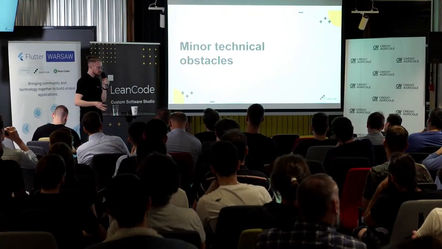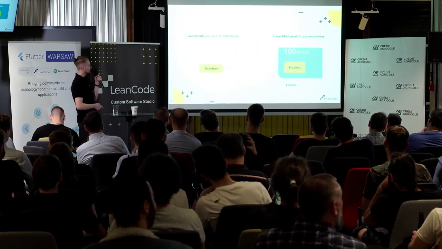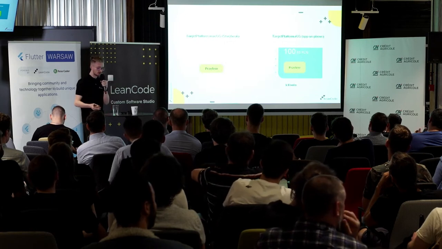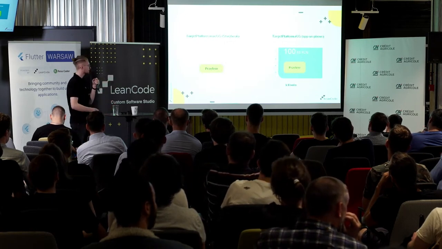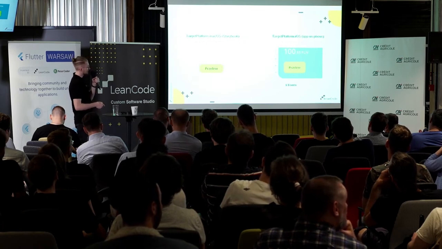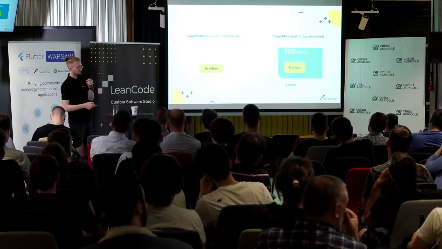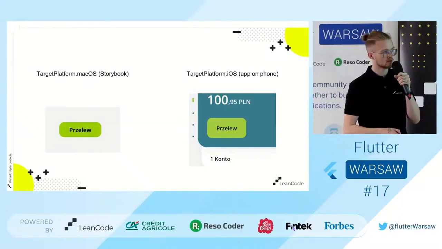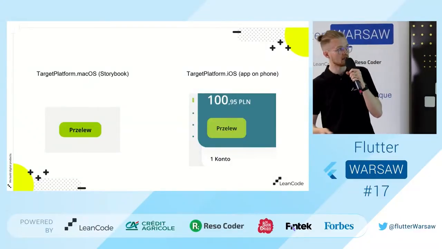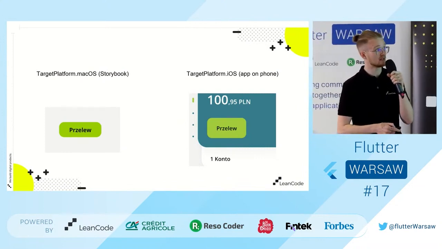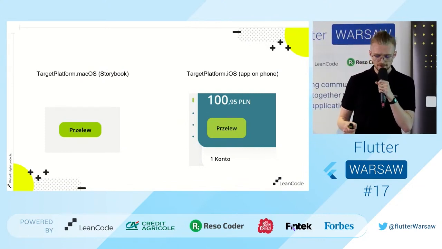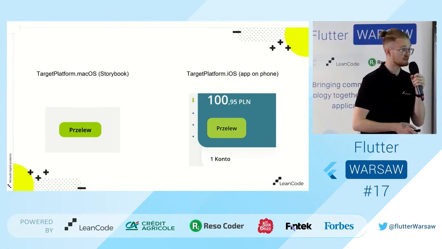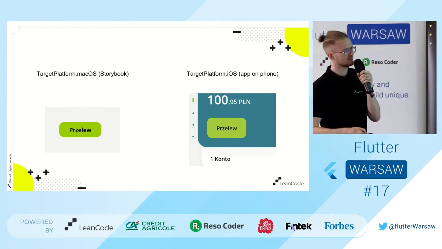Thankfully, there were simple obstacles like this. This is the CA button widget in action at the beginning of the project. This is the same button that's shown in the Storybook, so on macOS, the desktop platform. And this is the very same widget that's shown in an Accordion inside a mobile application on iOS. So that's the iOS platform. And this used the Flutter's material text button widget underneath, but as you could see, it's not really the same.